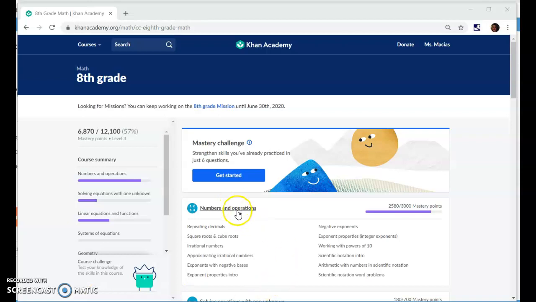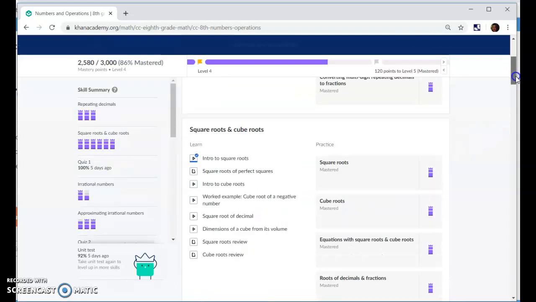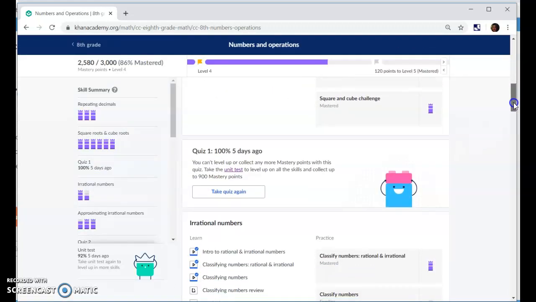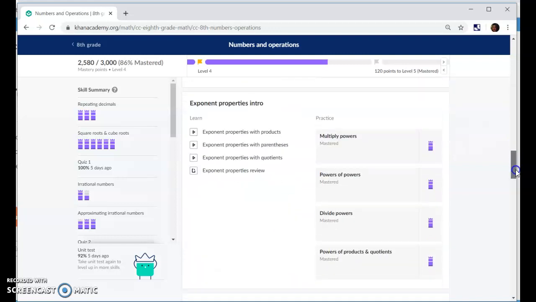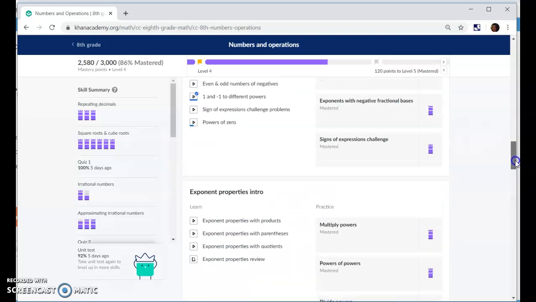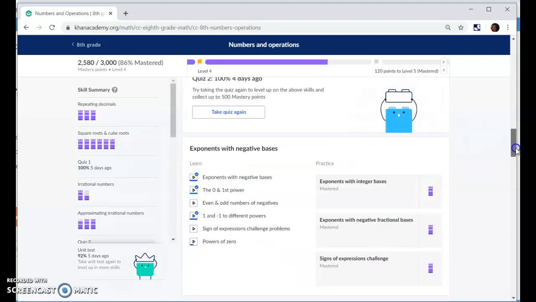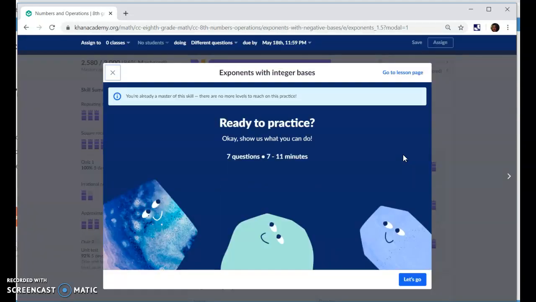Hi you guys, today I'm going to go over quiz 3 and it has to do with exponents, so I'm going to do some of these practice assignments in here. There's quite a bit. I'm not going to do all of them, but I'll do some of them here. So let's start with exponents with integer bases.